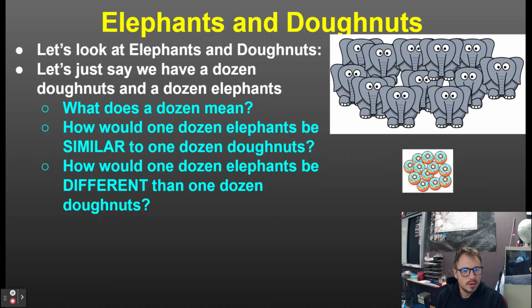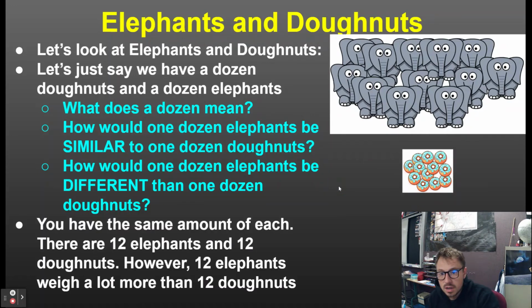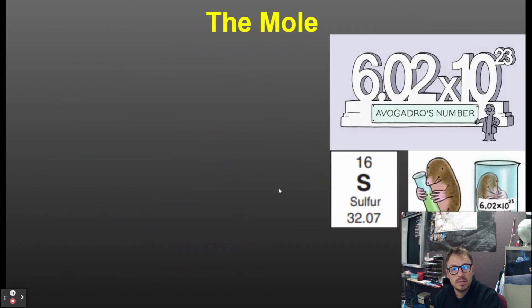Well, think about it this way. Hold a dozen elephants in one hand and a dozen donuts in the other hand. You couldn't hold a dozen elephants in one hand because it's too heavy. So a dozen elephants weighs a lot more than a dozen donuts. So you have the same amount of each. There are 12 elephants, 12 donuts. However, 12 elephants weigh a lot more than 12 donuts.